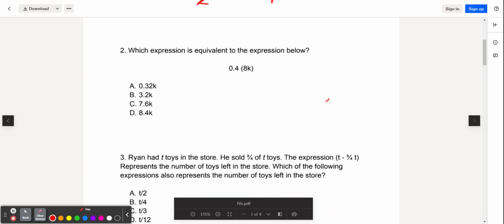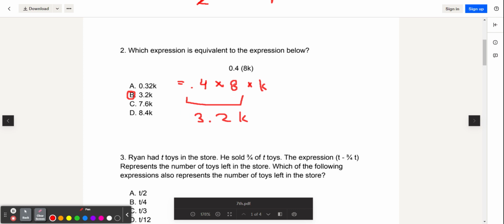Now, which expression is equivalent to the expression below? 0.4 times 8k. Again, this is a simple simplification question where we simply multiply. Now, we can rewrite this expression as 0.4 times 8 times k and focus on these numbers. 0.4 times 8 is, of course, 3.2, and the k remains the same. So the answer is B.